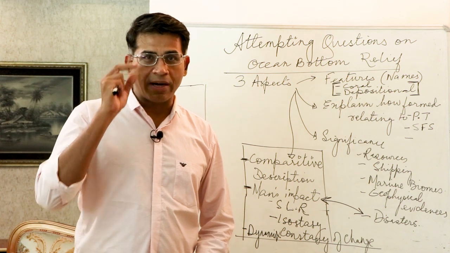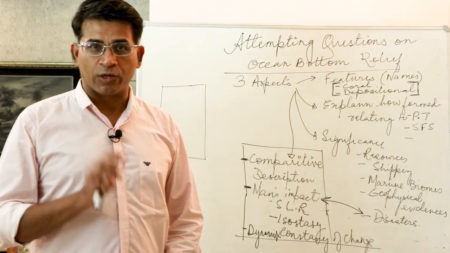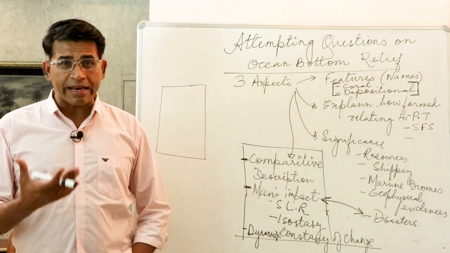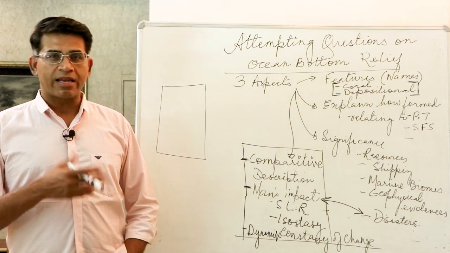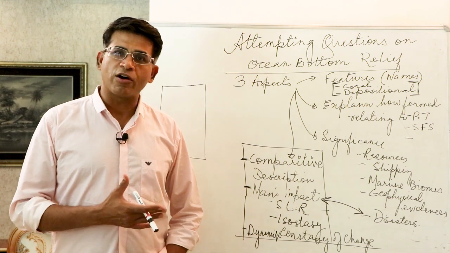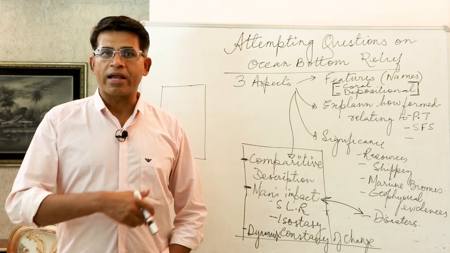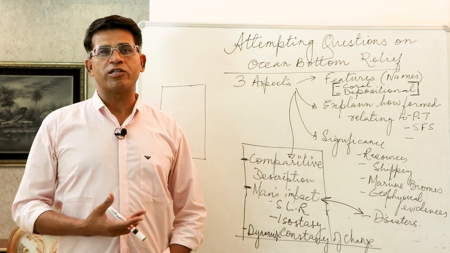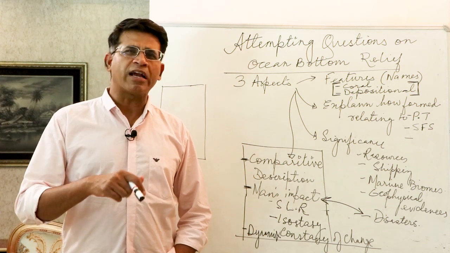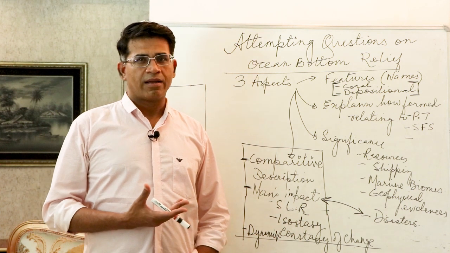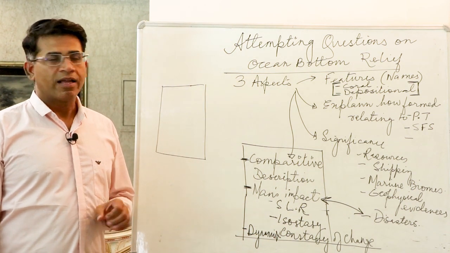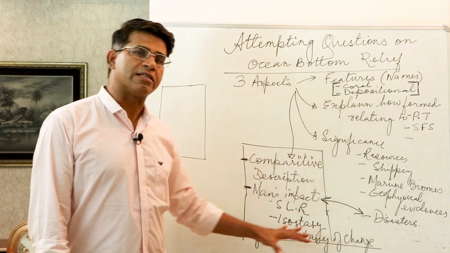Like they can ask you about the mid-ocean ridge alone. They can ask you a discussion on the submarine canyons alone. They can ask you a note on archipelagos of the oceans, or maybe comment on the features of the subduction zones. So they can get specific under a 10-mark question. Okay. Now these questions on ocean bottom relief, how can you best discuss them?